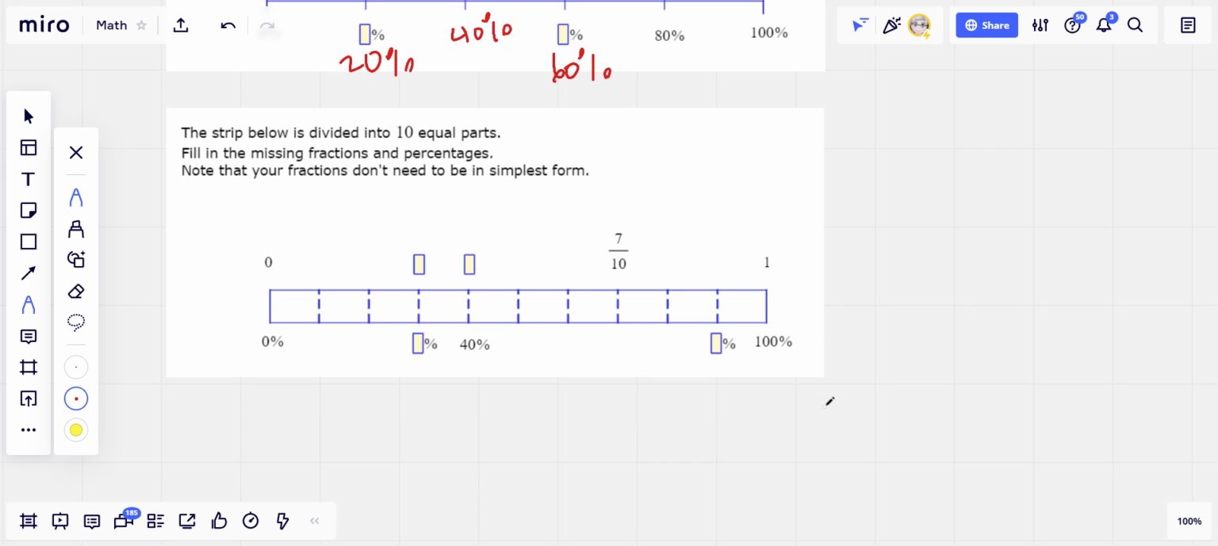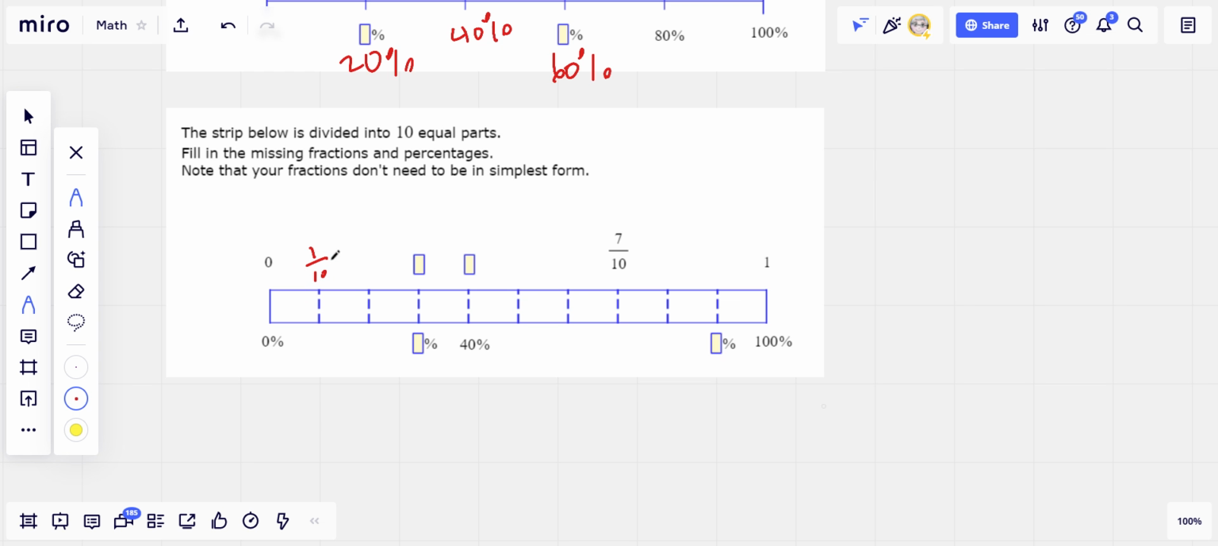And here we have the tenths. For me, this one is pretty easy to remember because you have 100 divided into 10 different chunks. Each one of those chunks is going to be 10 because 10 times 10 is 100. So every single tenth is 10%.